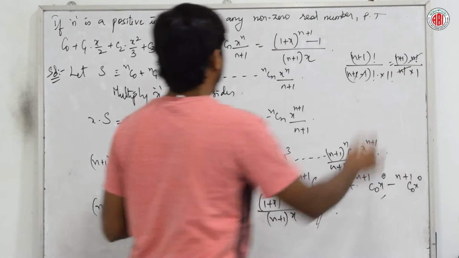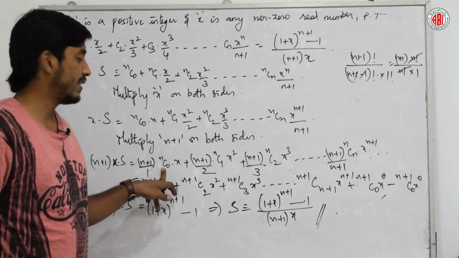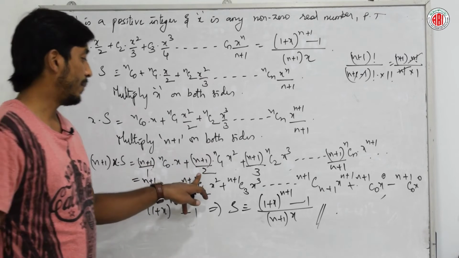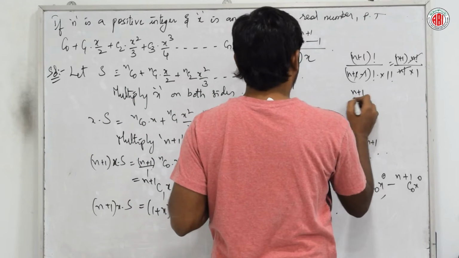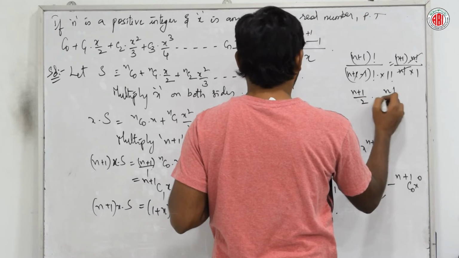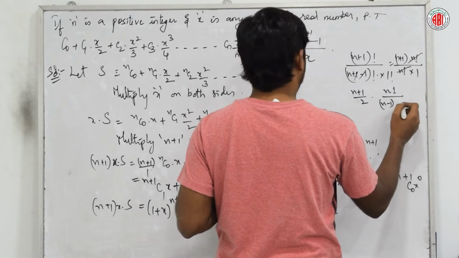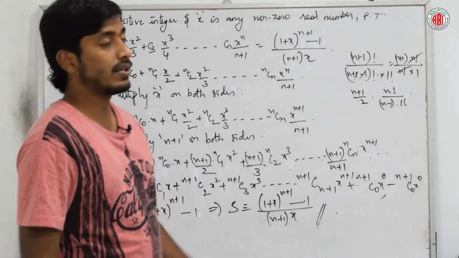Both will get cancelled. I will be left with n plus 1, right? However, nC0 is 1. Here also, if you observe, n plus 1 by 2 factorial into nC1. Let me write like this: n plus 1 by 2 into n factorial by (n minus 1) factorial into 1 factorial. So, how to simplify that?